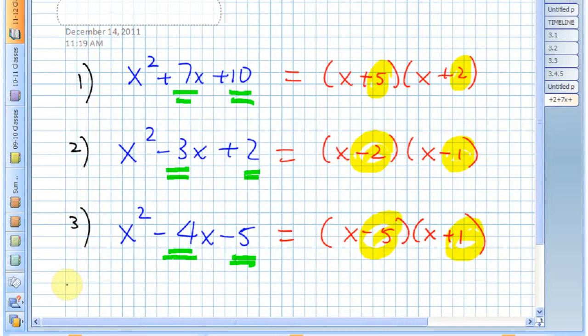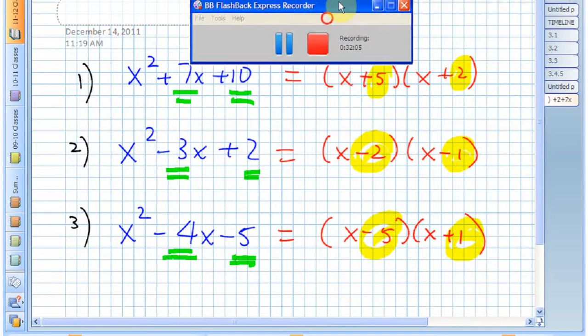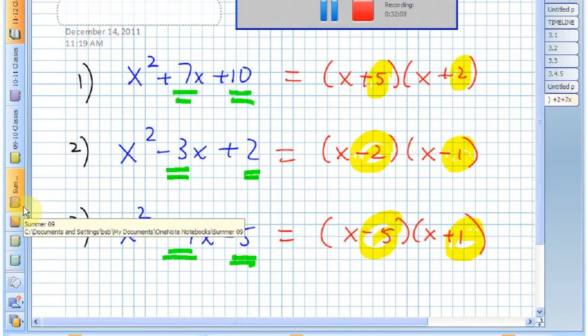5 and 2. Using those numbers, how do I get 7 and 10? Using negative 2 and negative 1, how do I get positive 2 and negative 3? Using negative 5 and positive 1, how do you get negative 5 and negative 4? Think about that. Think about it. Help me out, somebody. Who wants to suggest what we have here?